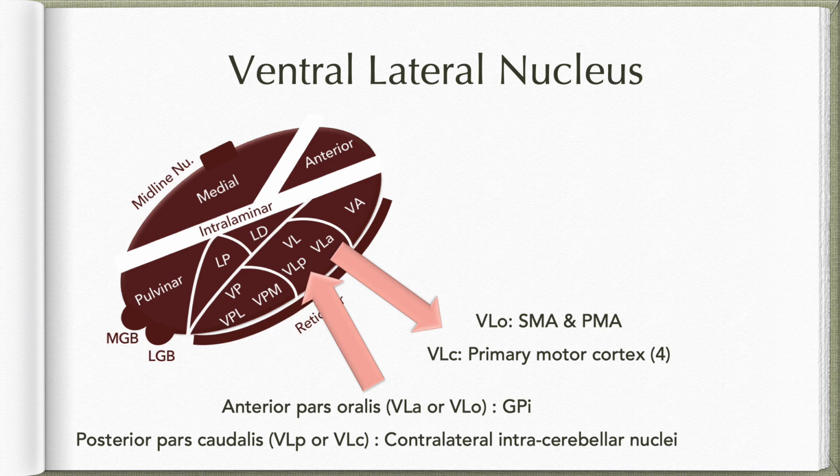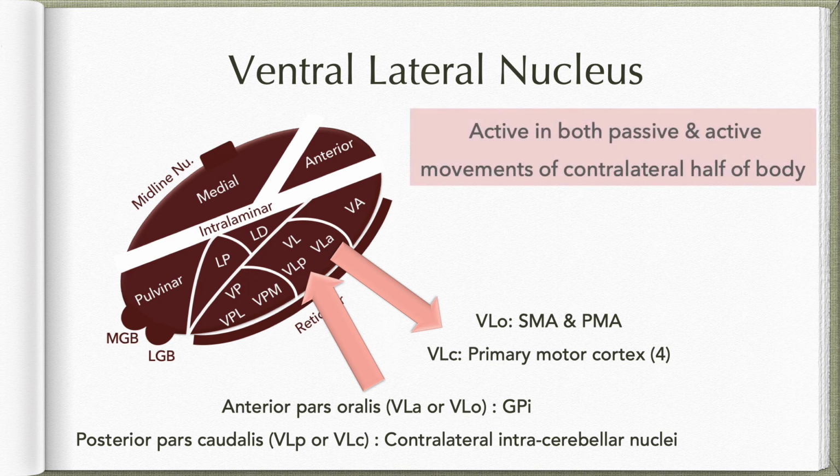The posterior pars caudalis receives input from the deep intracerebellar nuclei and it will project straight to the primary motor cortex or area number 4. So that is involved in initiating motor activities on the contralateral half of the body. So this ventral lateral nucleus is active in both passive as well as active movements in the contralateral half of the body.